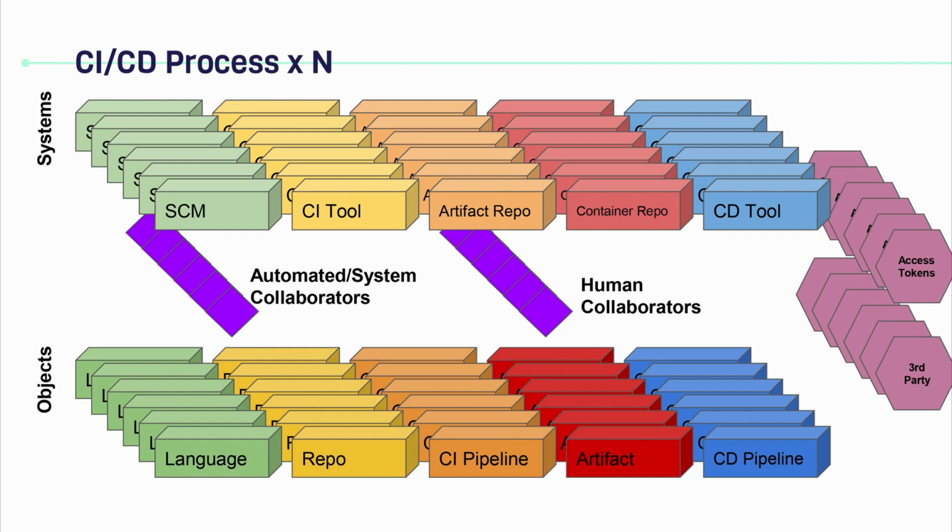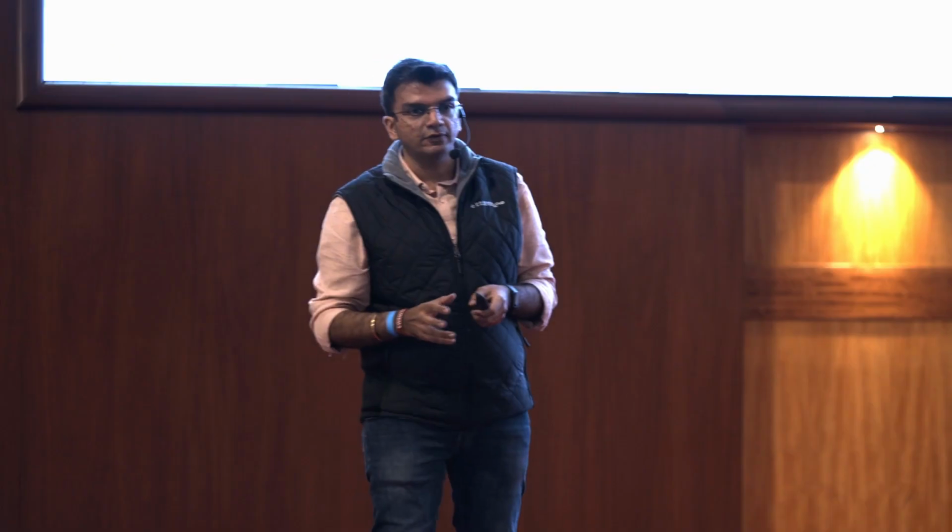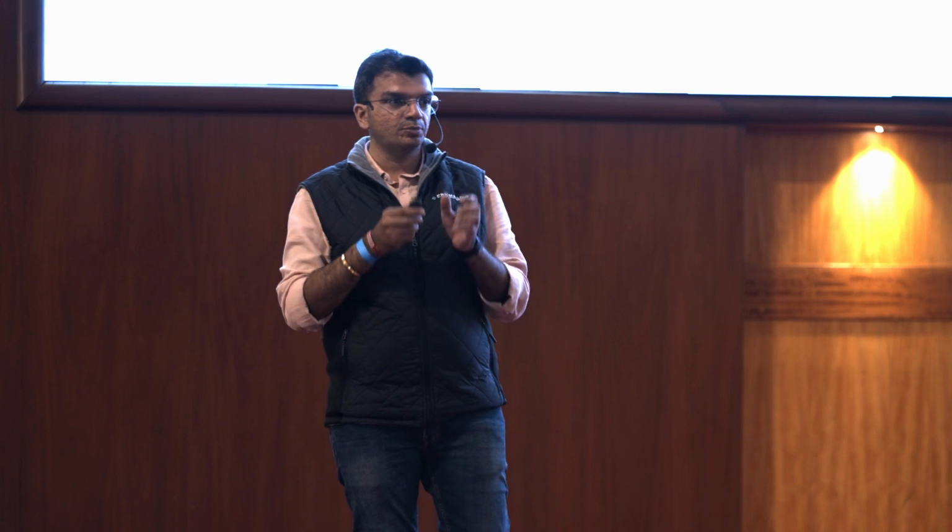Then finally, or just penultimately, comes your artifact or container repos, which actually rely on the artifacts. Now, these artifacts can be your jar files, war files, APK files, packages, container images, anything. Okay, these are the artifacts. So what I have done here is I have split your entire CI/CD into systems and objects, okay?